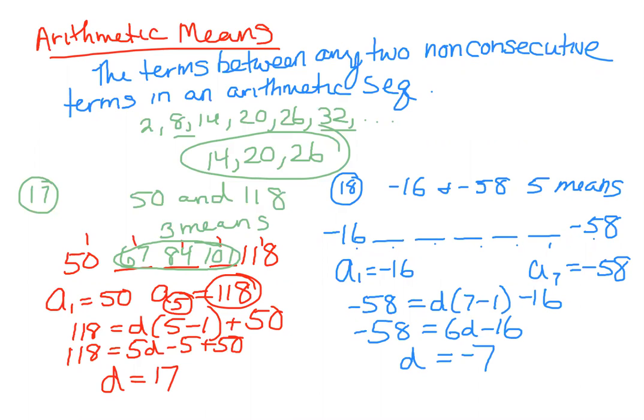So we can go ahead and fill those in and say -16 plus -7 is -23, plus -7 is -30, plus -7 is -37, plus -7 is -44, plus -7 is -51, and we can check it, plus -7 is -58. So we're done. All right, let's look at number 19. These are kind of fun.